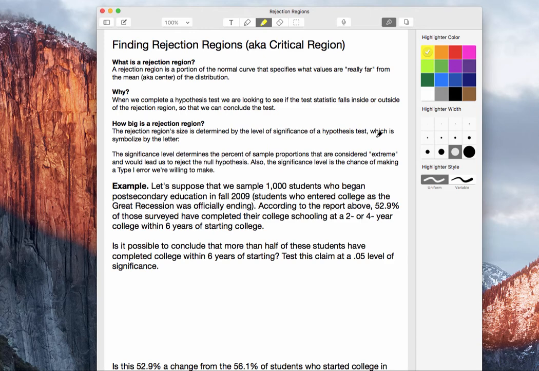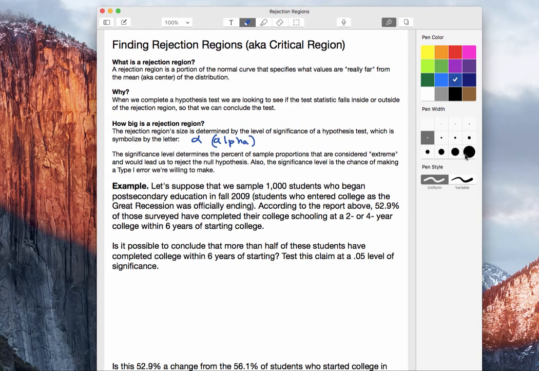The size of the rejection region is based on your level of significance. The symbol for level of significance is this Greek letter, alpha. A-L-P-H-A, that is your Greek letter, and that's what we use to say the level of significance.